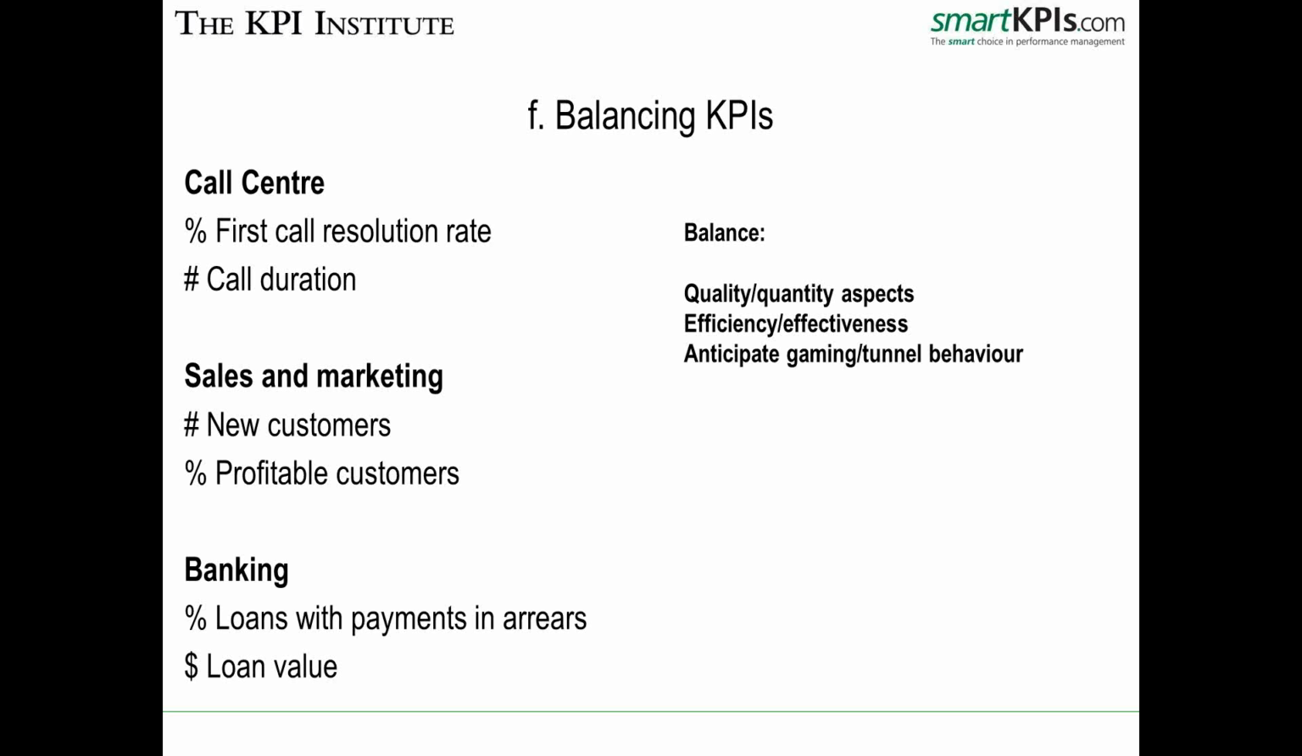So in summary, balancing is all about looking at quality and quantity aspects, efficiency and effectiveness, as well as anticipating gaming or tunnel behavior, where staff will focus on achieving a specific KPI at the expense of other KPIs. So it's important to anticipate such behavior right from the KPI selection stage and balance KPIs with secondary KPIs. This is why, as part of establishing KPIs for objectives, a good approach is to ensure that we have two KPIs in place so that they can balance with each other.